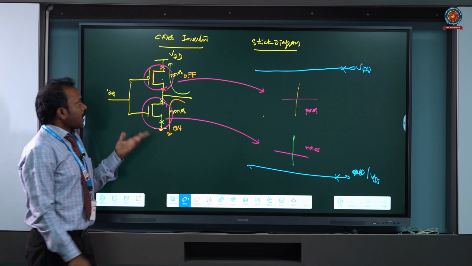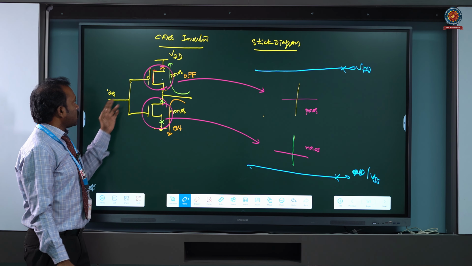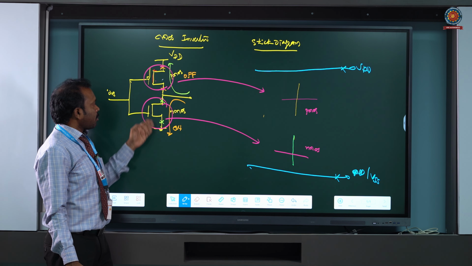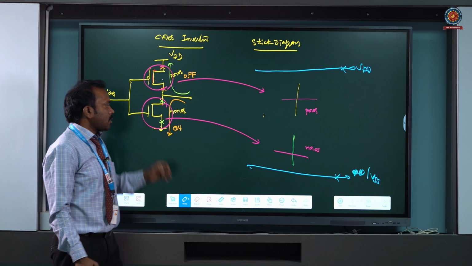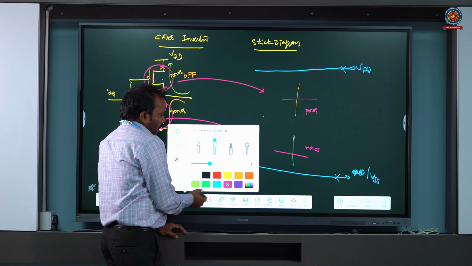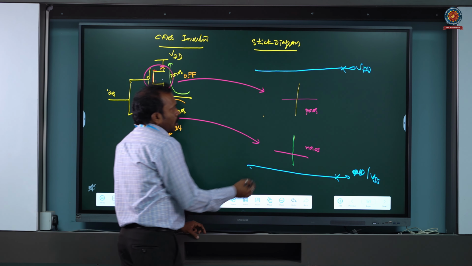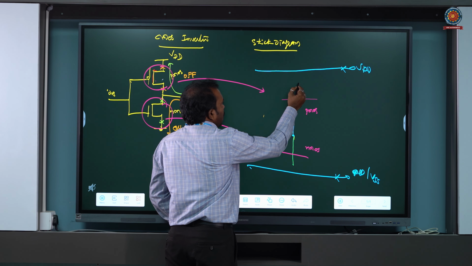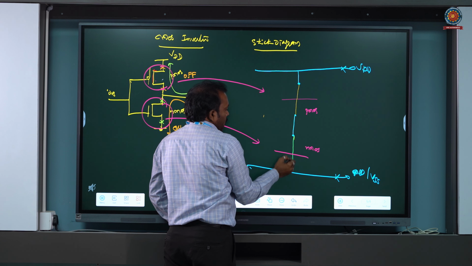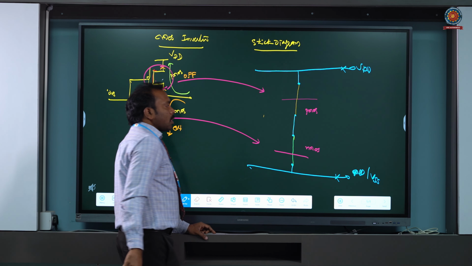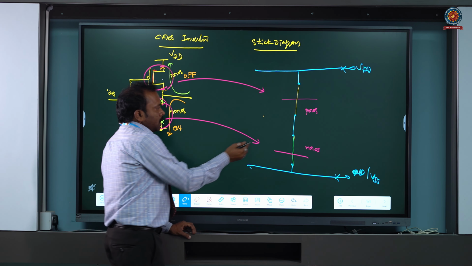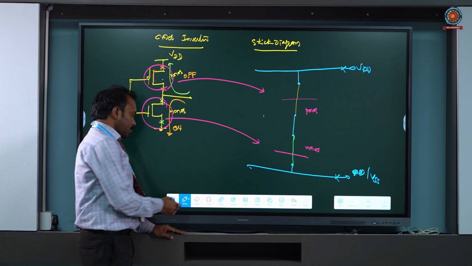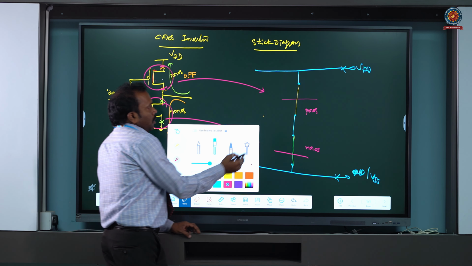Now I need to make connections: the input is connected to both the PMOS and NMOS, and the output is taken where the PMOS and NMOS are joined together. These joinings are done by metal, which is the blue color. I'm using blue color here to join these points, this point towards the supply and this point towards the ground. And here the polysilicon itself can be used to make the connection as the input.